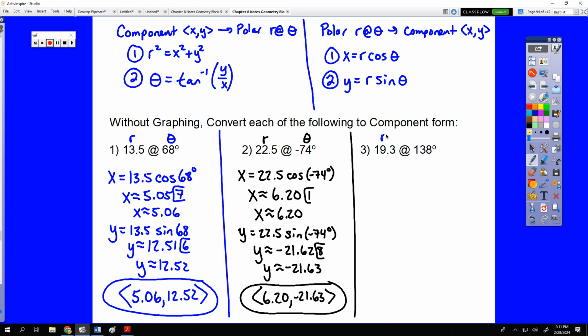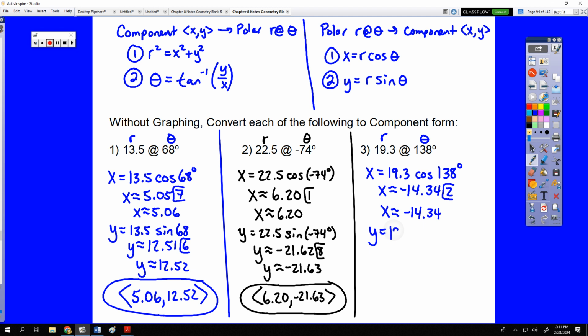Okay, last one, r at theta. Again, if you think you got it, pause the video before you watch the example here. So 19.3 times the cosine of 138 degrees. Now that is in quadrant 2, so when we feed that to our calculator, we should expect exactly what we get, which is a negative x value, because in quadrant 2, x is negative. So we're looking at an x component of negative 14.34.